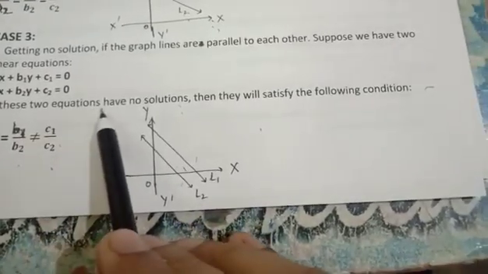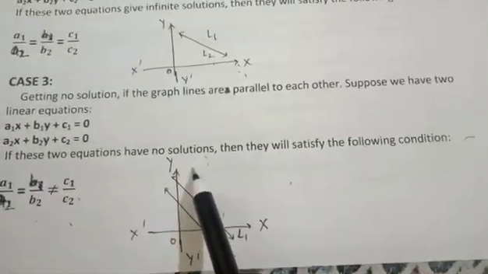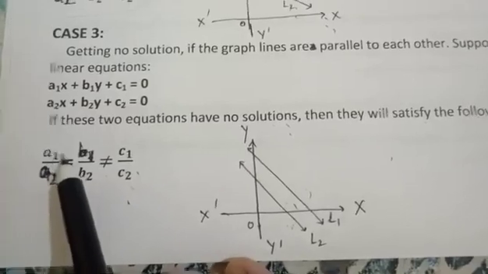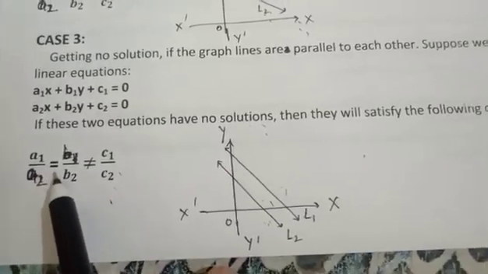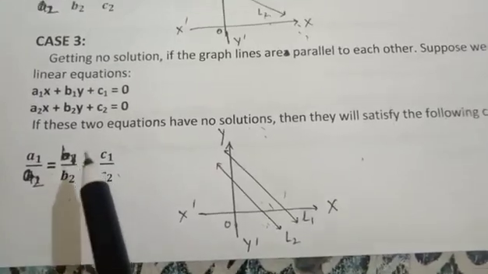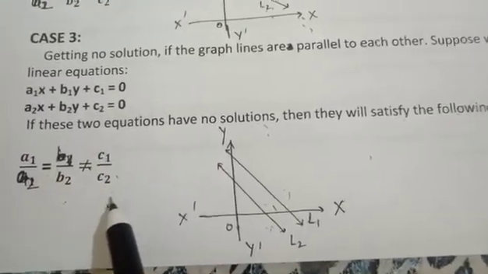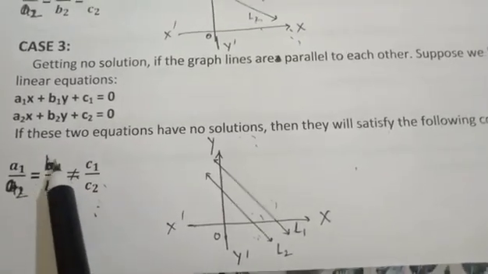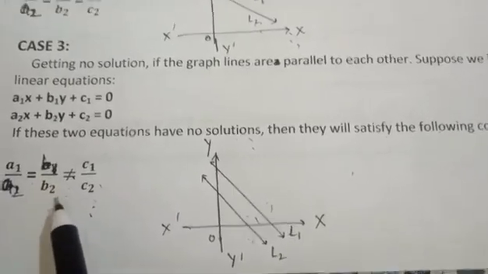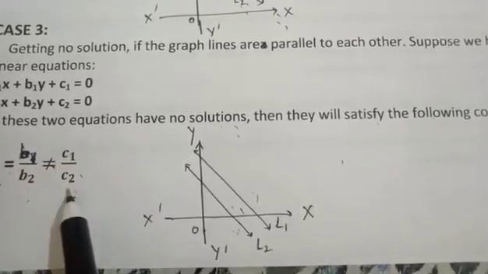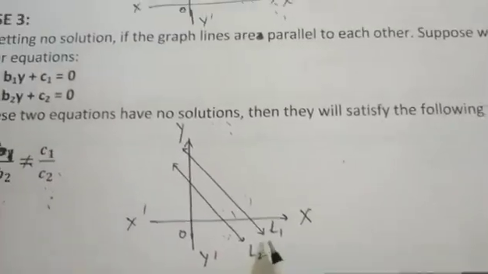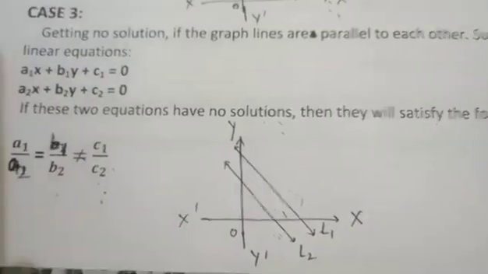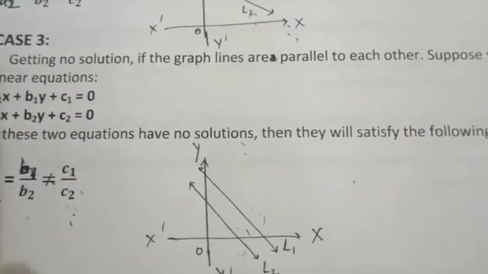If these two equations have no solution, then they will satisfy the following condition. And the condition is a1 by a2 equal to b1 by b2 not equal to c1 by c2. That means the coefficient of x, a1 by a2, will be equal to the coefficient of y, b1 by b2, but will not be equal to the constant terms. And if we draw the graph of both the equations, there will be two parallel lines. That means they will not intersect. And since they will not intersect, they will have no solution.